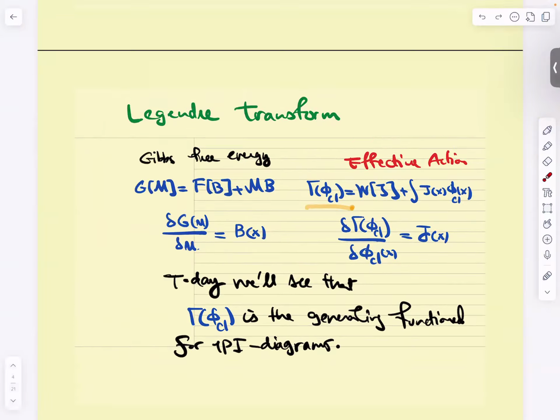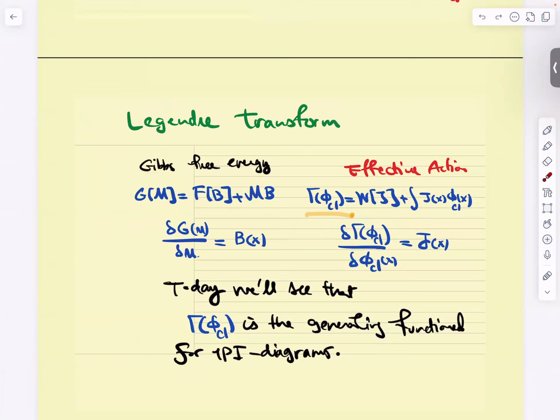Gibbs free energy is a function of the magnetization, right? Which is F of B plus MB, you just take the F of B. Notice that F of B has all the quantum effects in it. Sorry, it has all the thermal fluctuations in it. It has already taken all the thermal fluctuations into account, right? Del G del M is B of X. So similarly, in effective action, we make the same Legendre transform, such that del gamma del phi classical is J.